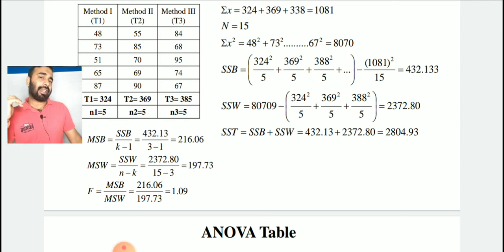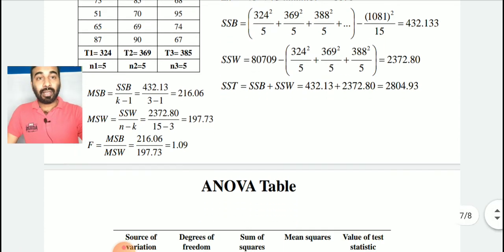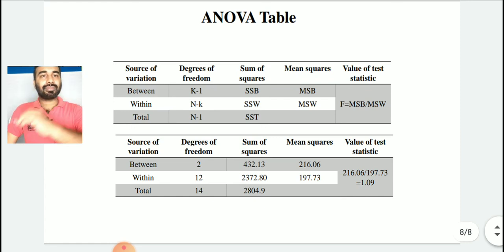Okay, so what is F? Now we are going to calculate F. F is equal to MSB divided by MSW, the mean square variation between the samples and the mean square variation within the samples. So this will be 216.06 divided by 197.73, which is equal to 1.09. So this is the F value. Okay.